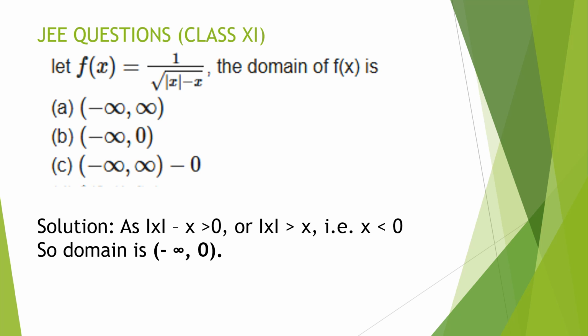For example, say x is minus 3. Then the value mod minus 3 is 3. So in this case 3 is greater than minus 3, that means mod x is greater than x. So only when x is less than 0, mod x will be greater than x. So the domain will be minus infinity to 0.